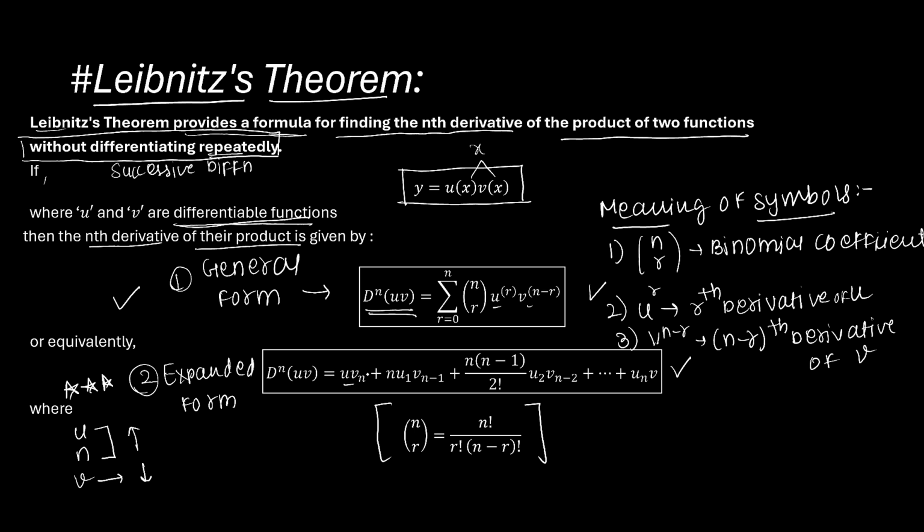I have u increasing: u, then u1, then u2, and so on till un. Talking about n, initially I had n, then its multiple, n times n minus 1 upon 2 factorial. Then the next multiple would be n times n minus 1 times n minus 2 upon 3 factorial, so it's increasing in the multiple form. Talking about v, initially I had vn, then it decreased to vn minus 1, then vn minus 2, and so on. In this way the expanded form works. So I think this entire Leibniz theorem is clear to you.